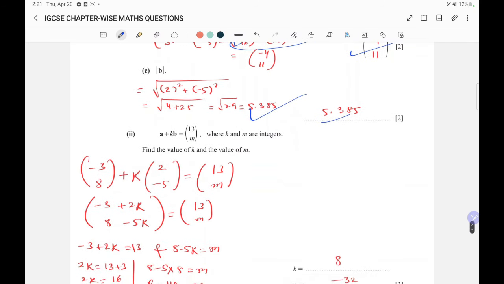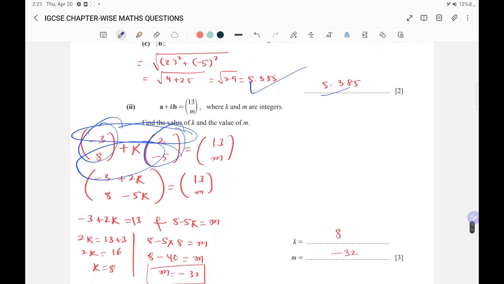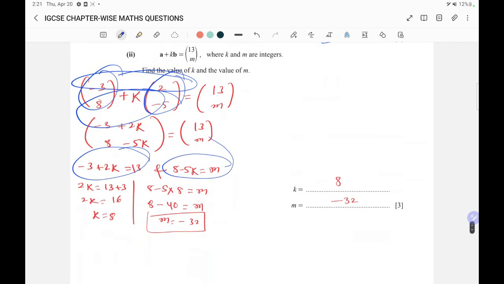Now A plus KB is 13, M. Another vector: A is minus 3, 8, and B is 2, minus 5. Just add: minus 3 plus 2K, and 8 minus 5K, which is 13, M. So minus 3 plus 2K is 13, and 8 minus 5K is M. Now you can get K from here and put K over here to get the value of M. So K and M you can get easily.